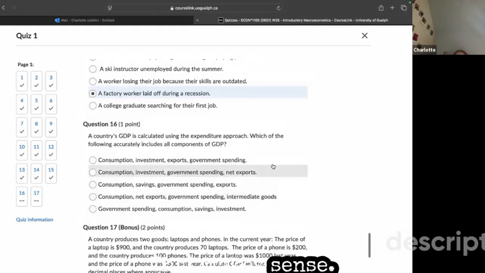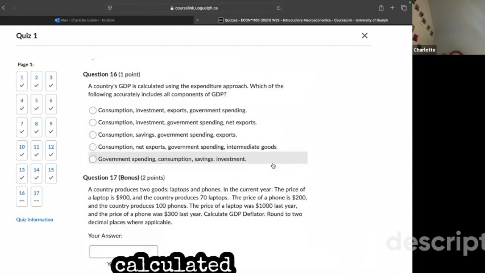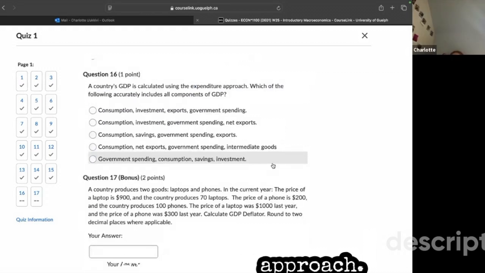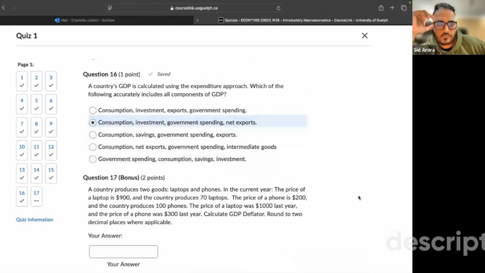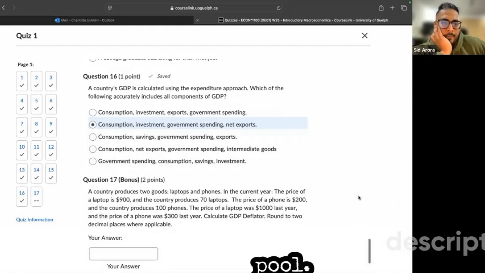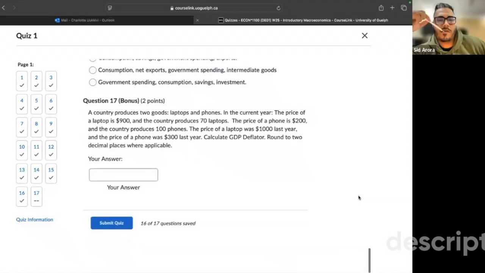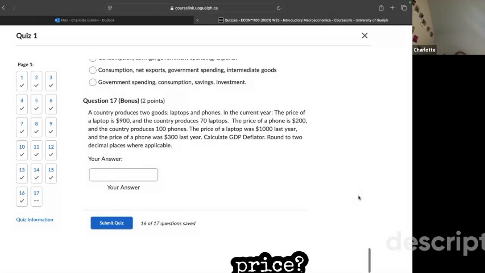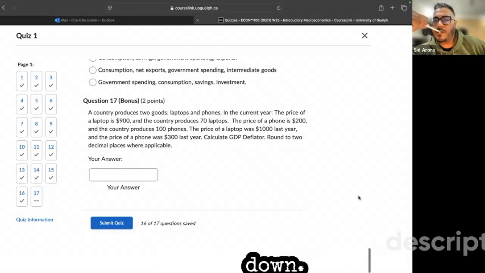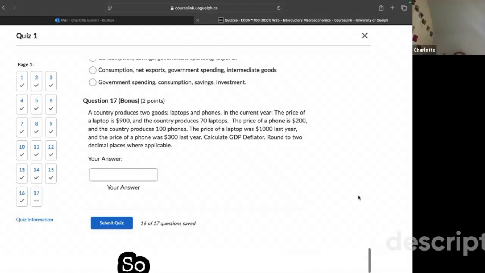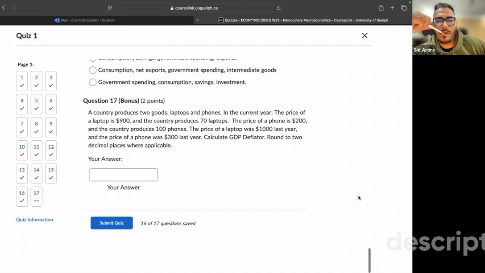That makes sense. A country's GDP is calculated by using the expenditure approach. So C plus I plus G plus NX is our equation, right? The second one's good. A country produces two goods. Bonds. Price. Okay, yeah, I did write that down.